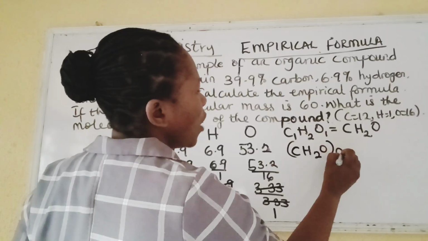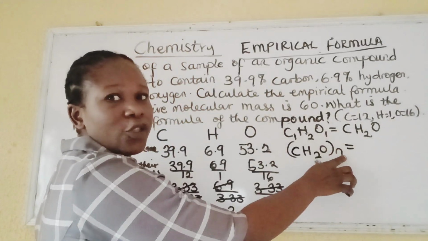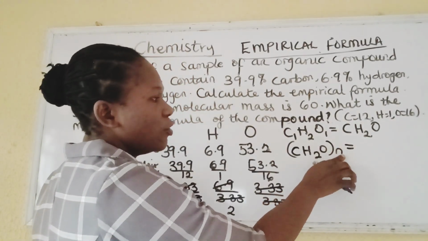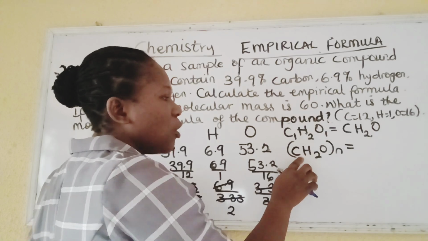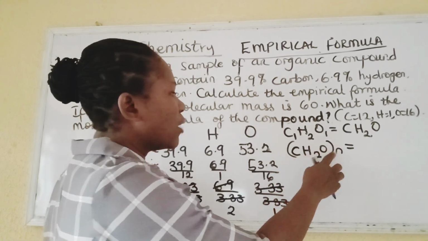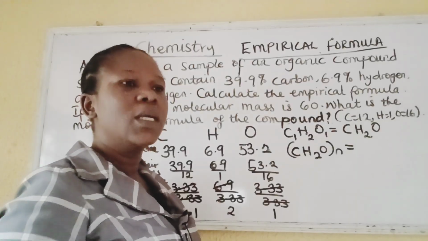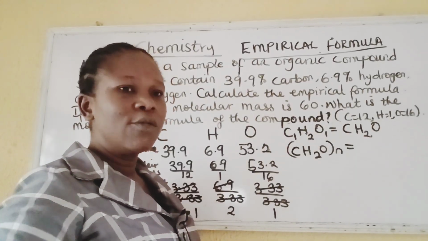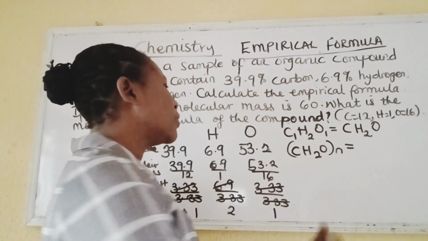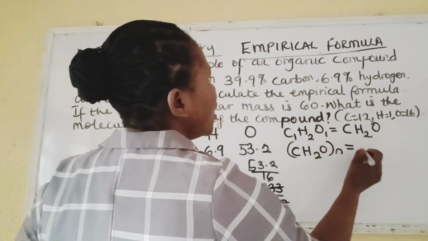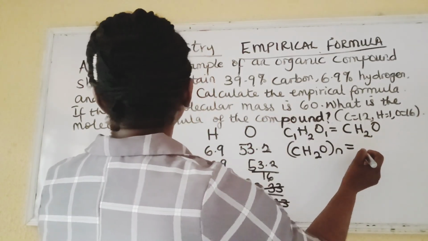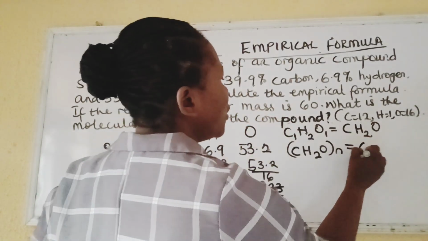Equate everything to n to the power, as in n should be outside, representing unknown number of carbon, hydrogen, and oxygen. That will give us the exact number of atoms of each element in that compound, and then we get the exact formula of the compound. So everything is equal to 60, because it said the relative molecular mass of the compound is 60.